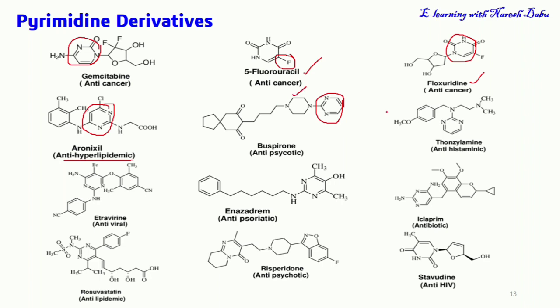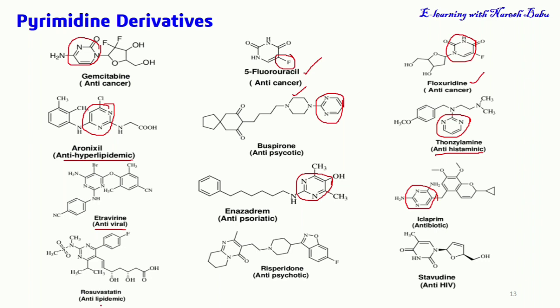And tonzilamine is an antihistaminic drug used in allergy conditions and also in colds. This pyrimidine ring system is present in this compound. Etravirine is an antiviral drug with this pyrimidine nucleus. Enazadram is an anti-psoriatic drug used in psoriasis, having this pyrimidine nucleus. And ecloprim is an antibiotic in which this heterocyclic ring, pyrimidine, is present.